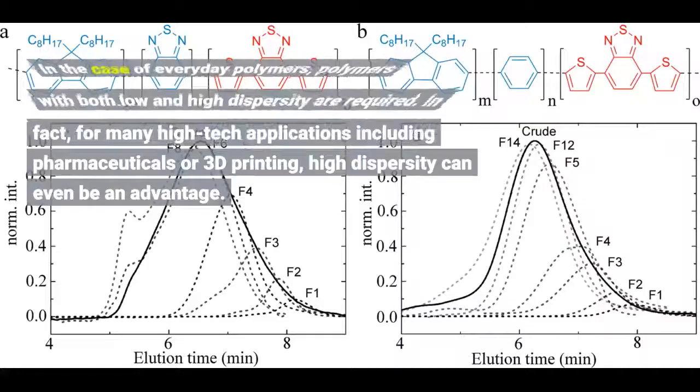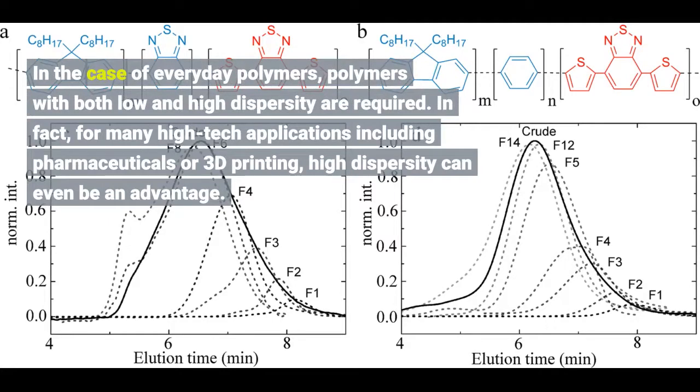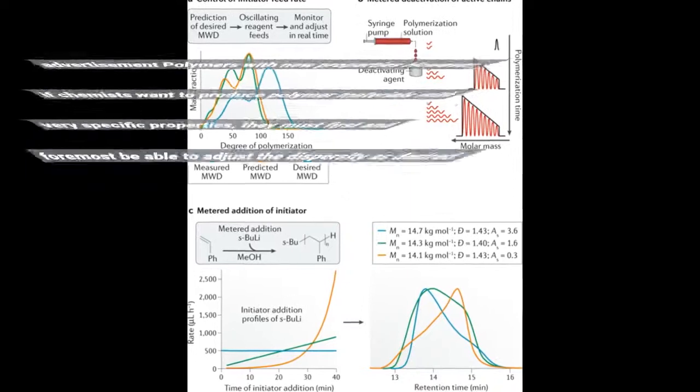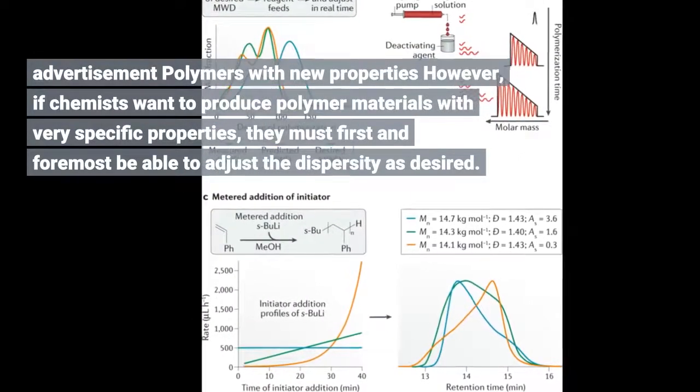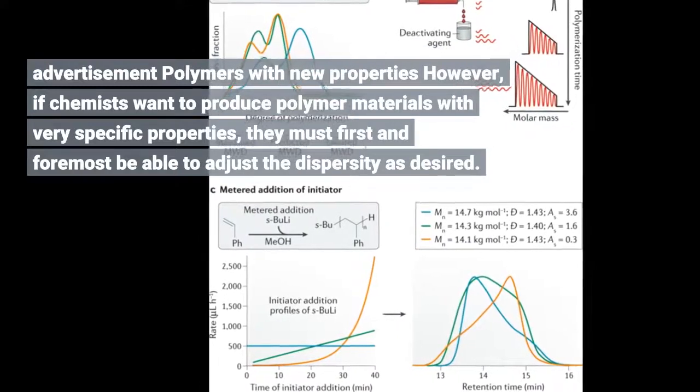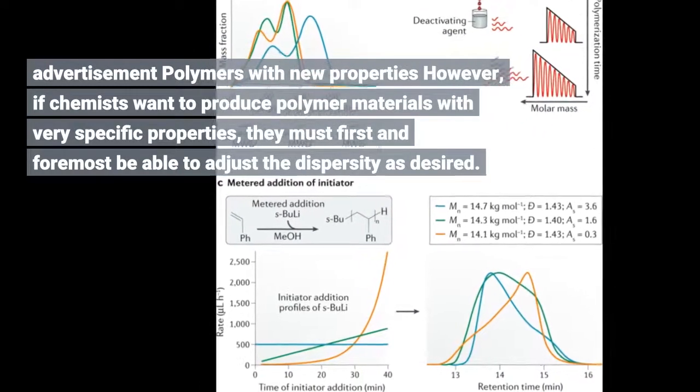In the case of everyday polymers, polymers with both low and high dispersity are required. In fact, for many high-tech applications including pharmaceuticals or 3D printing, high dispersity can even be an advantage. Polymers with new properties. However, if chemists want to produce polymer materials with very specific properties, they must first and foremost be able to adjust the dispersity as desired.